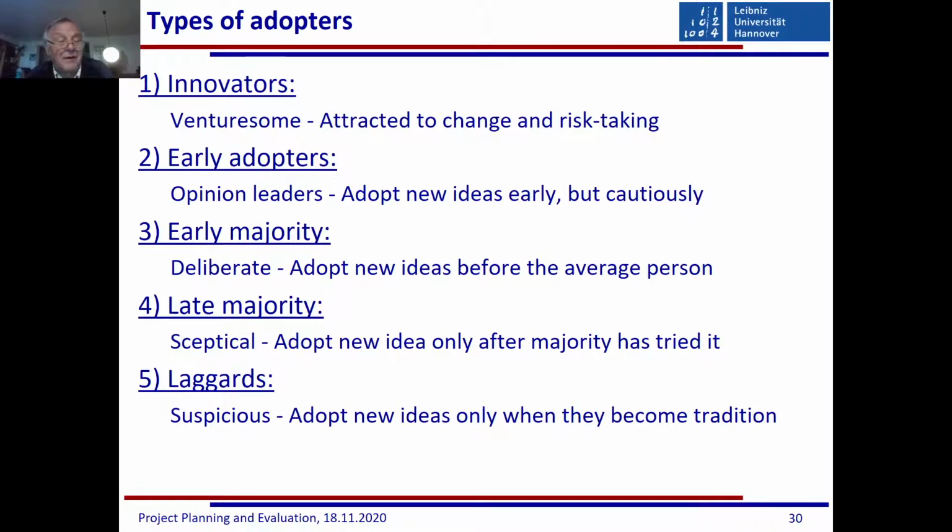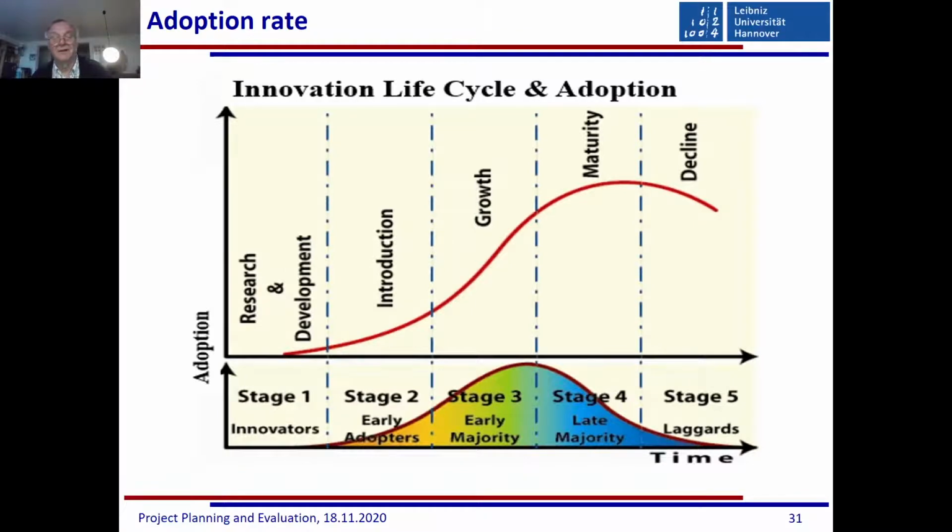Then in the third phase we would have the early majority, and then the laggards, those who start something much later, who are suspicious at the beginning and adopt new ideas only when they become a tradition. Of course, the more you shift this curve, the fewer innovators and early adopters you have, the lower your benefits will be, and the more the discount rate will factor in. This is a hypothetical graph of how it would look at different stages.